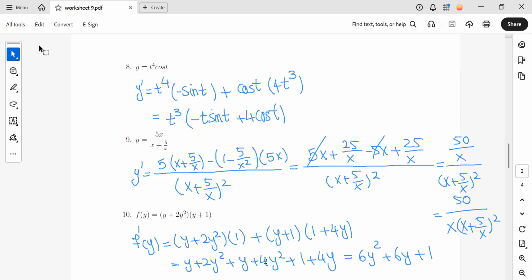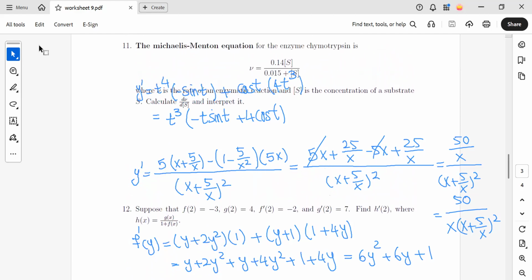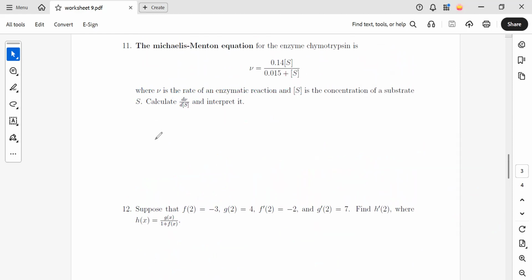Let's move on. It will be number 11 now. The Michaelis-Menten equation for the enzyme chymotrypsin is defined by this quotient, where nu is the rate of an enzyme reaction and bracket S is the concentration of a substrate S. So this is not a function, this is just a notation. Calculate dV/d[S] and interpret it.